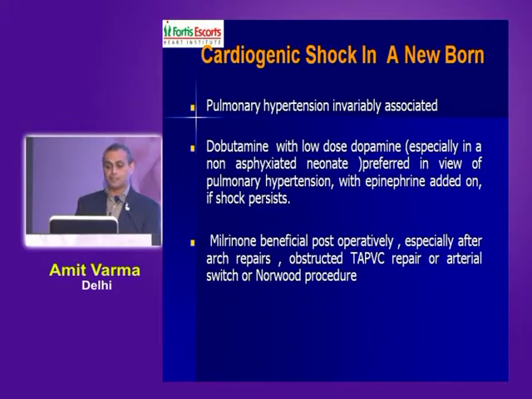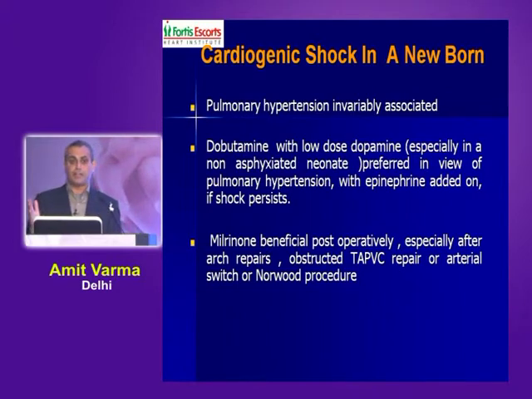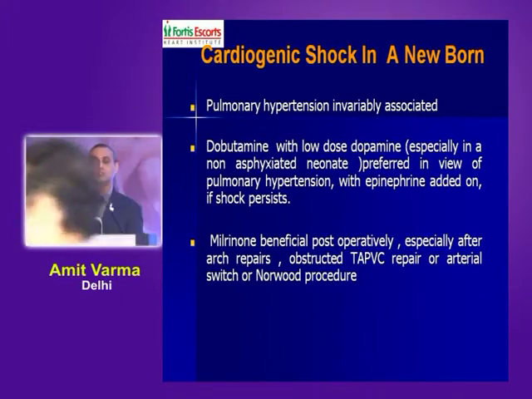Cardiogenic shock in a newborn: pulmonary hypertension, whether they tell you this on data or they show it to you on echo, is invariably associated and needs to be looked at. Dobutamine with a low dose dopamine. Again, I want to point out, I am a complete non-believer in renal dose dopamine. There's nothing like that that exists anywhere in the literature, anywhere in the world. In spite of that, people tend to use it a lot. Less than 5 max of dopamine, you're wasting your time. There's nothing called renal dose. But with epinephrine added on, if shock permits, I have already told you my bias towards using milrinone.